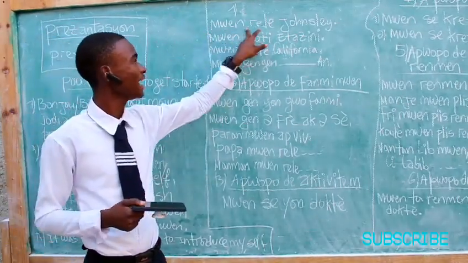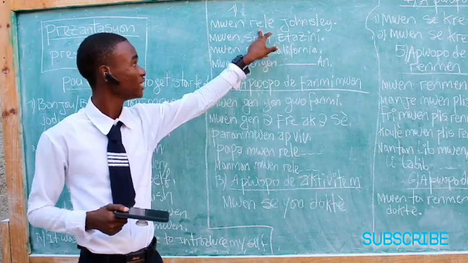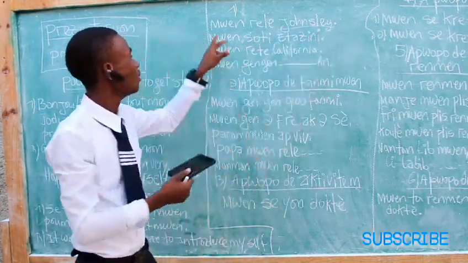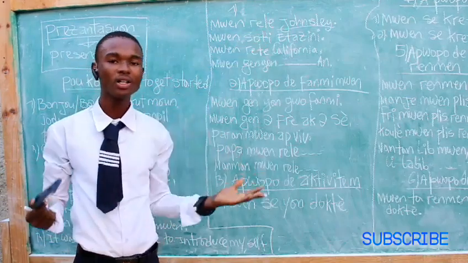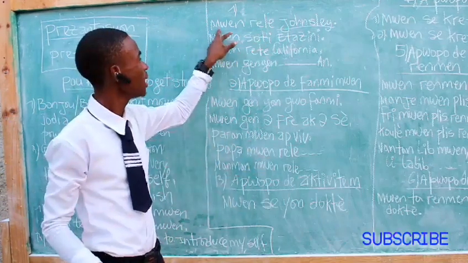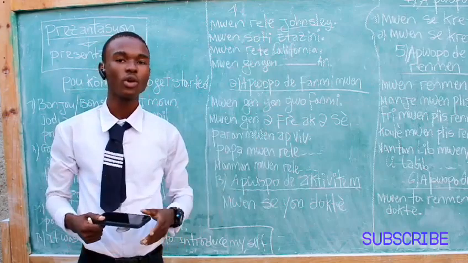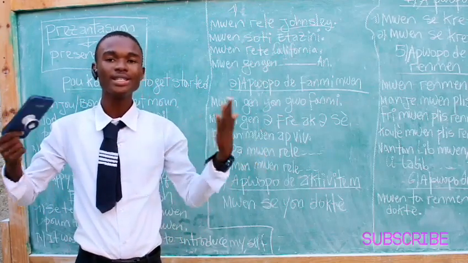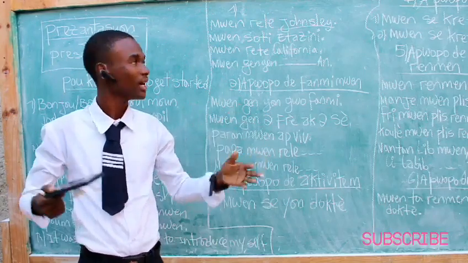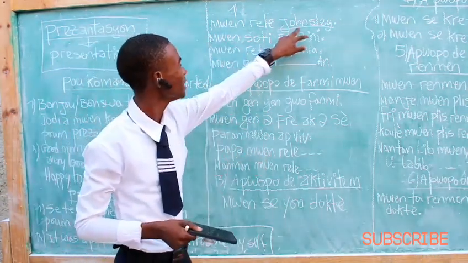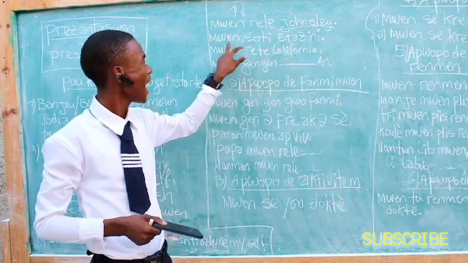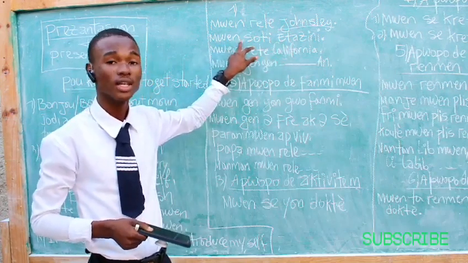Repeat after me. Mwen rele Johnsley. Instead of Johnsley, you can just put your name, okay? Mwen rele, like I'm called, or my name is. Mwen rele, or if you don't want to say mwen rele, you can say, non, moi c'est mwen rele Johnsley. Moi sorti États-Unis. I come from the USA.